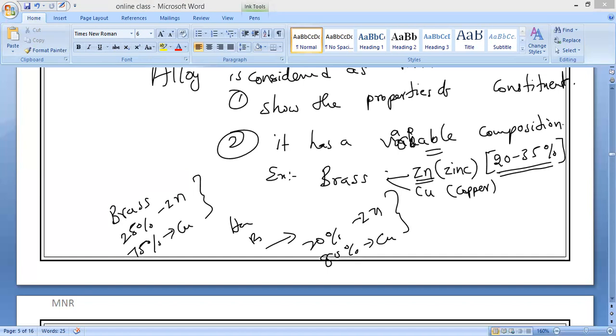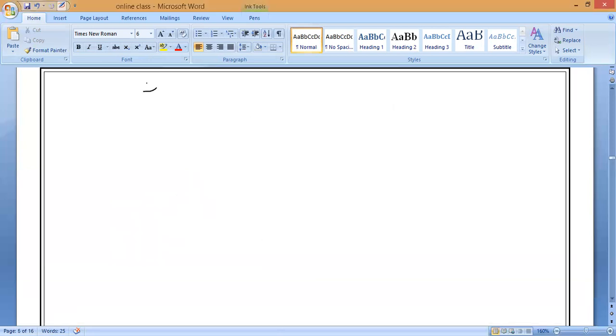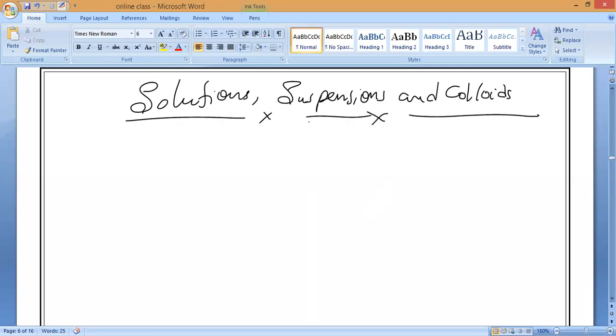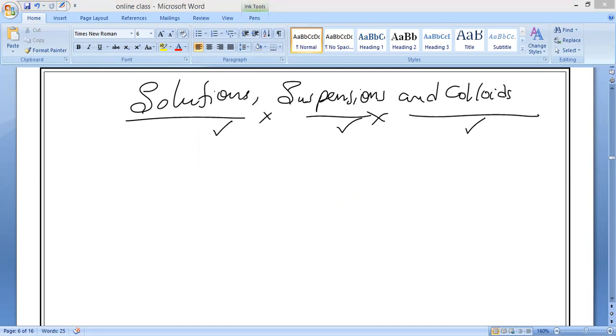That is solutions, suspensions, and colloids. We'll start in the next class and continue. Later, after studying the properties of solutions, suspensions, and colloids, we are going to study the separation techniques of different mixtures. Yes or no, guys? This is all about today's class.